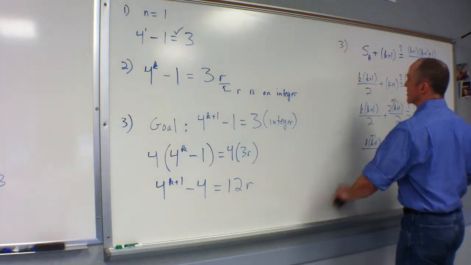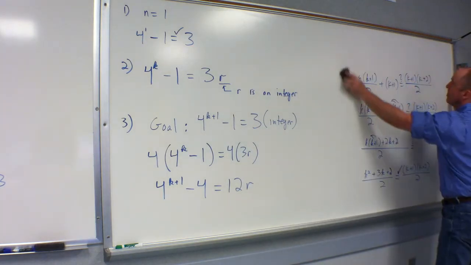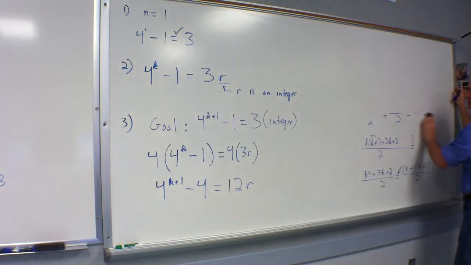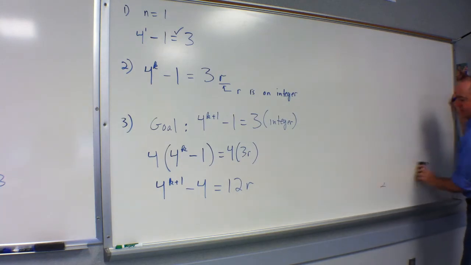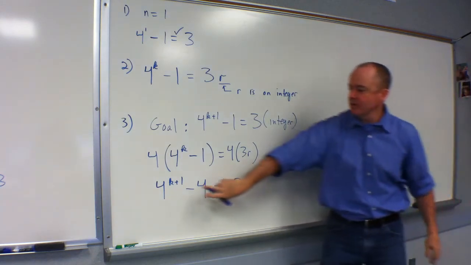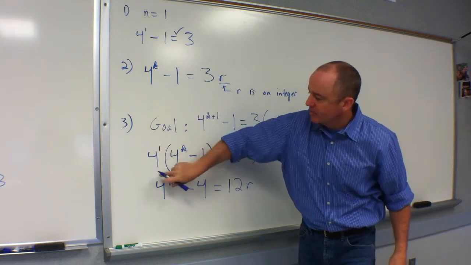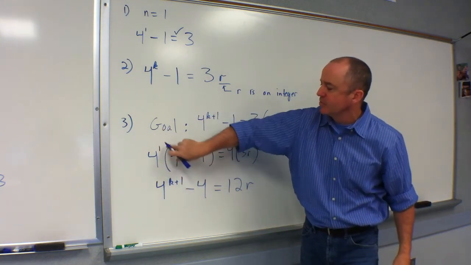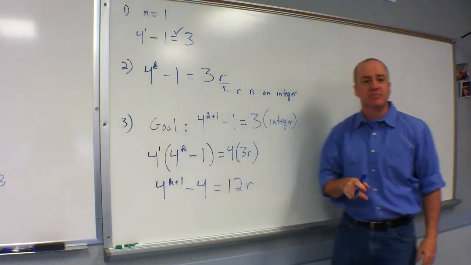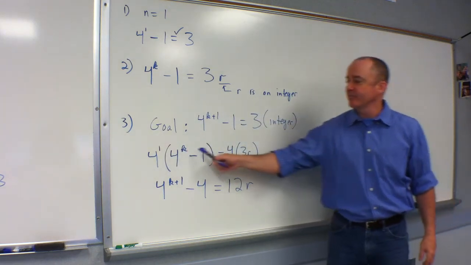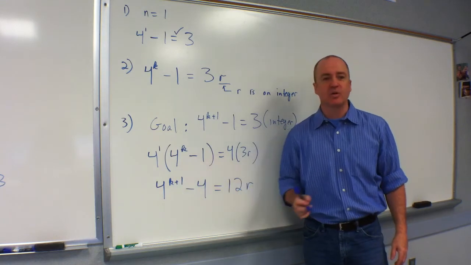But do I want 4 to the k plus 1 minus 4? But why did you distribute the 4 to the first one? I did. That's where this plus 1 came from. This is 4 to the first. When you multiply two numbers of the same base with exponents, you add the exponents. That's what I'm going to get from 4 to the k to 4 to the k plus 1.